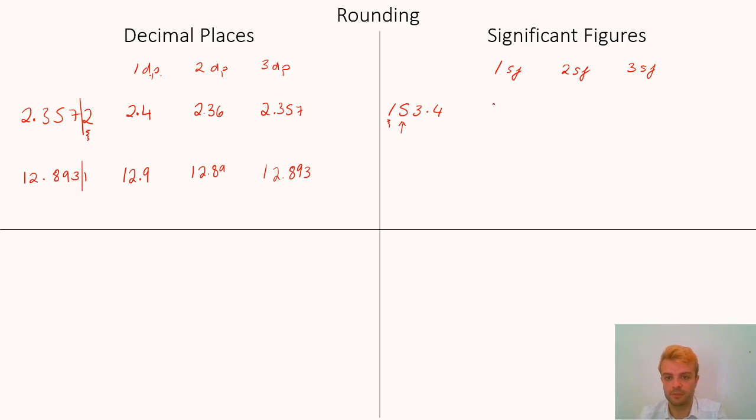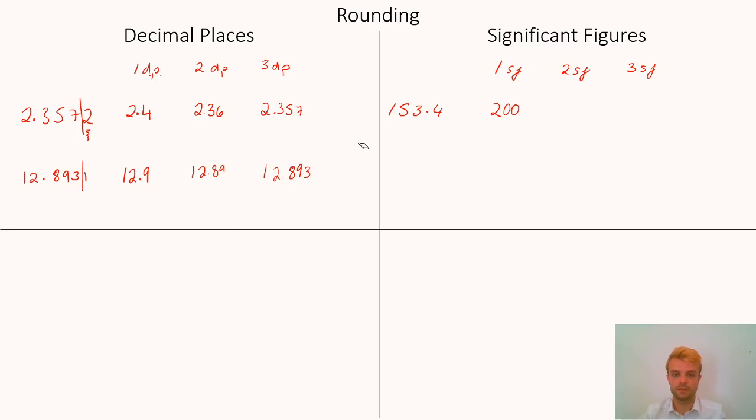So that 1 is going to become a 2, but writing 2 is way far away from our original number. How can 153.4 round to 2? Well, remember, that 1 that we just turned into a 2 isn't just a 1, that's a 100. So when it gets pushed up to a 2, it becomes 200, and that's it. 153.4 to 1 significant figure is 200.